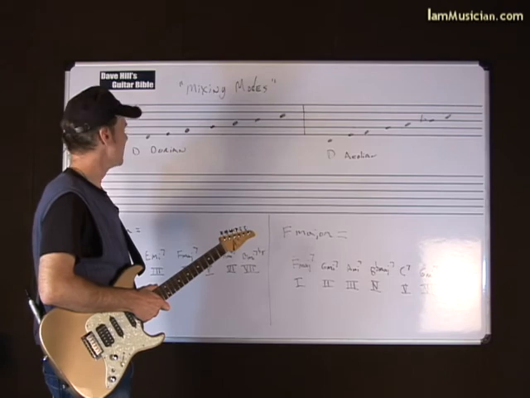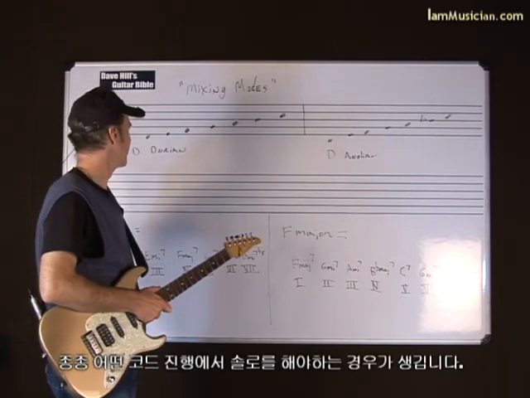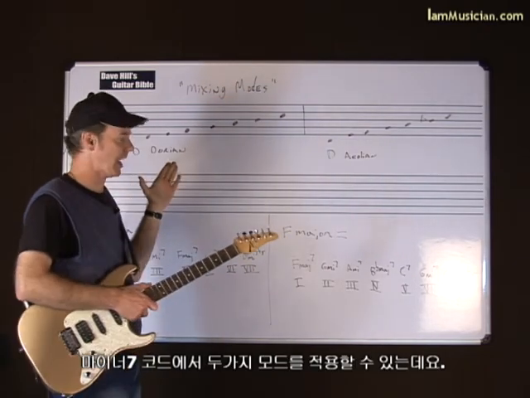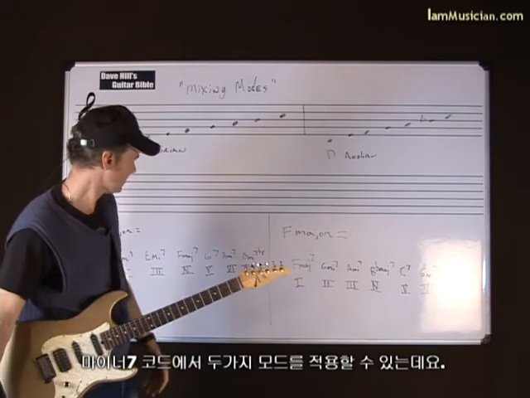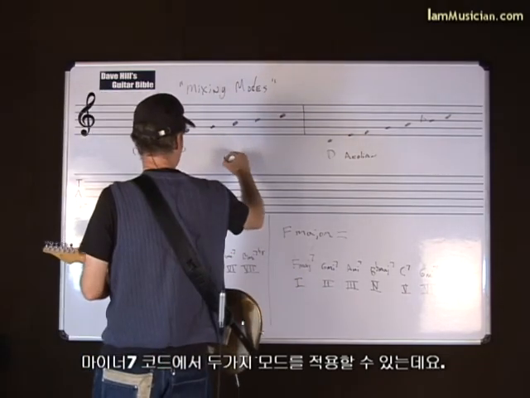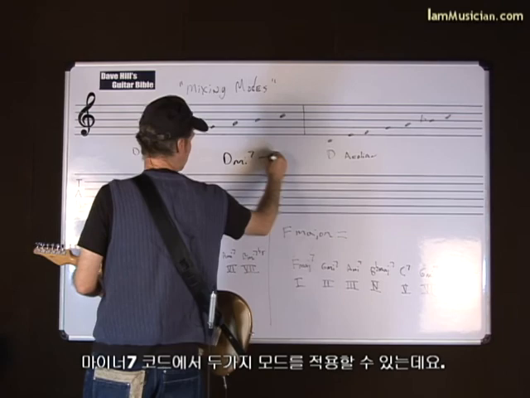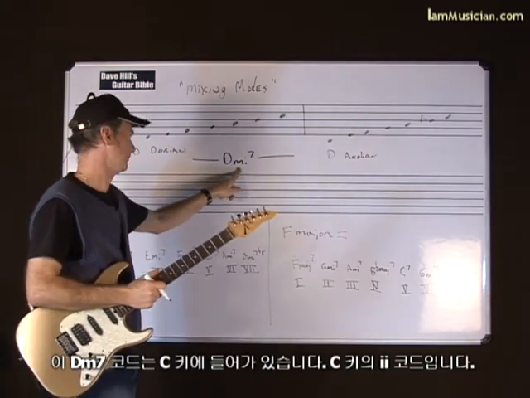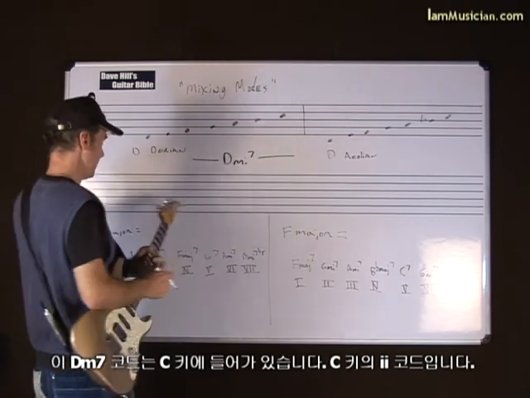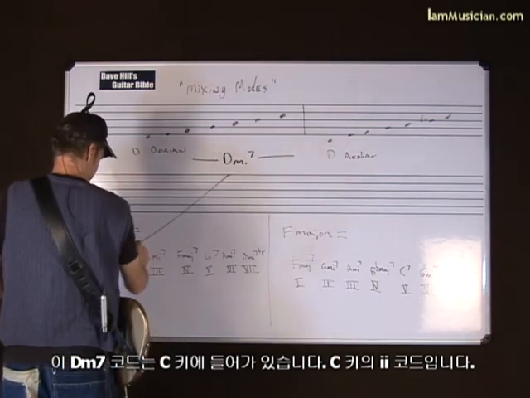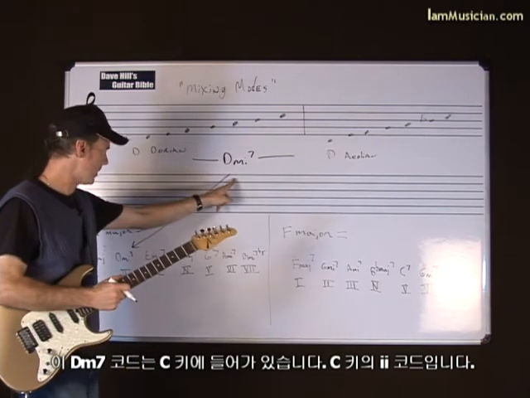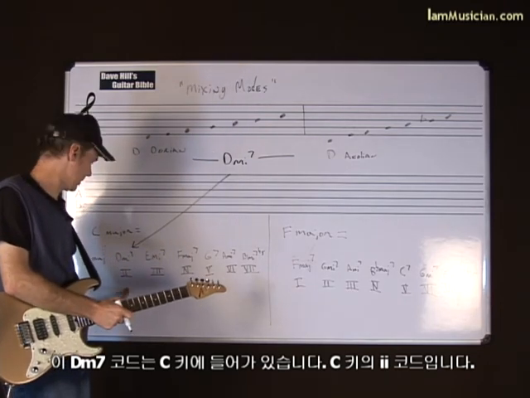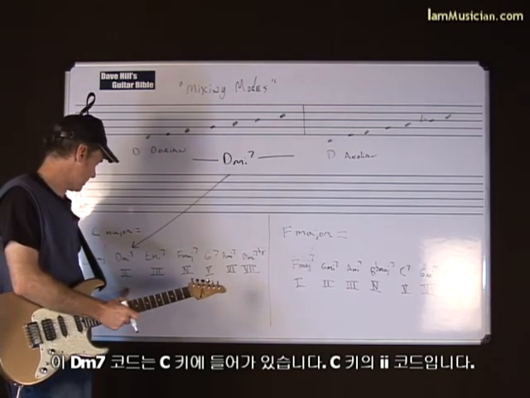It's a situation that might come up sometimes when you're playing a chord progression or some kind of improvising situation. You've got a Dorian, a minor 7 chord that might actually be operating in two different possible modes. This D minor 7 chord could actually exist in the key of C. If you look at it, this D minor 7 chord comes from the key of C. It's the 2 chord, the 2nd degree of the key of C.